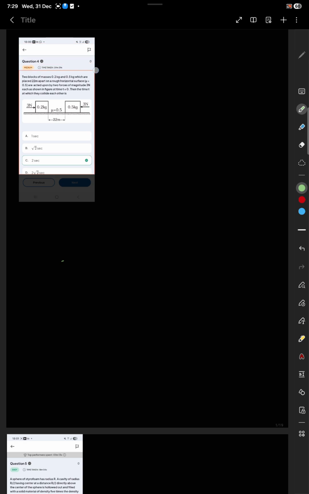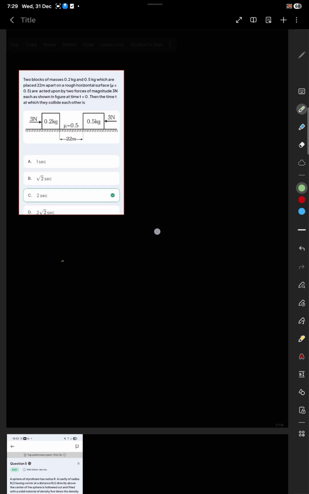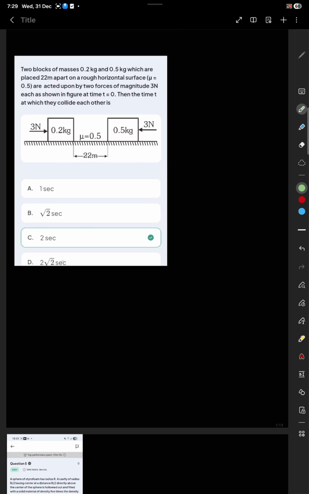They are given as there are two blocks, mass given, you're pushing them by force, the distance between them is given, you just need to find out the time taken. So for this block acceleration will be F minus f by m. So F by m minus f is mu mg by m. M gets cancelled out, this will be mu g. So F by m is 3 by 0.5, 6 minus mu g is 0.5 into 10.